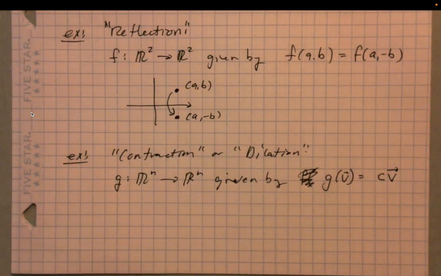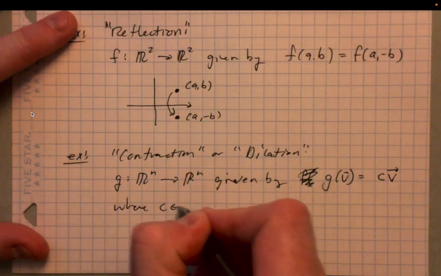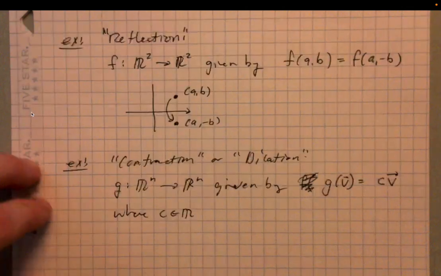Now, the scalar c is going to determine whether this is a contraction or a dilation. If c is less than 1 in absolute value, then this is going to contract. If c is greater than 1 in absolute value, then it's going to dilate, meaning it's going to stretch. It will either shrink or stretch, contract or dilate, respectively. Again, this is a linear operator.